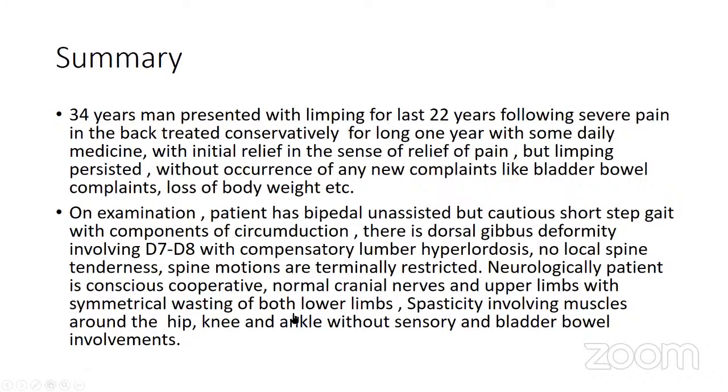no local spine tenderness, spine motions are terminally restricted. Neurologically, the patient is conscious, cooperative, with normal cranial nerves and upper limbs, with symmetrical wasting of both lower limbs, spasticity involving the muscles around the hip, knee, and ankle, without sensory or bladder involvement. So what is the diagnosis?